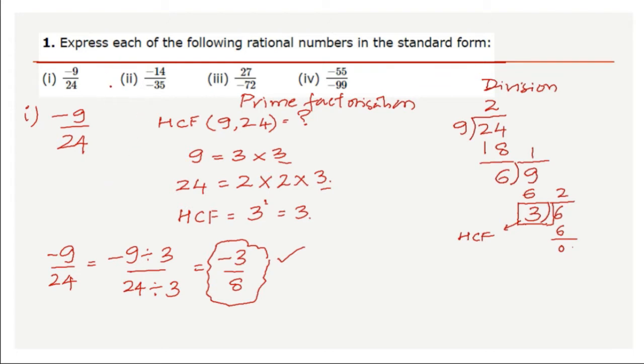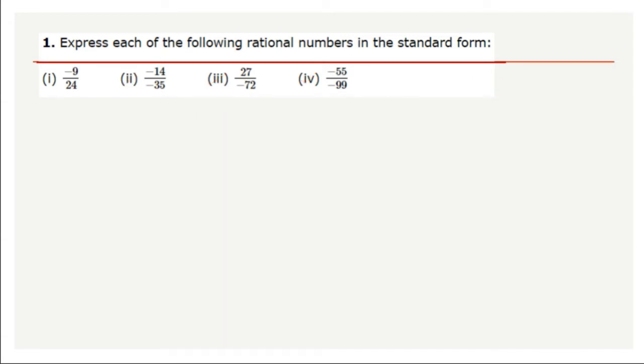I had asked you to solve the second, third and fourth question. Probably you must have done that. You can verify your answers while I solve these questions. Second one is negative 14 upon negative 35.